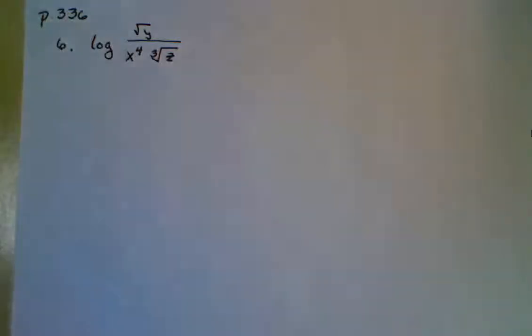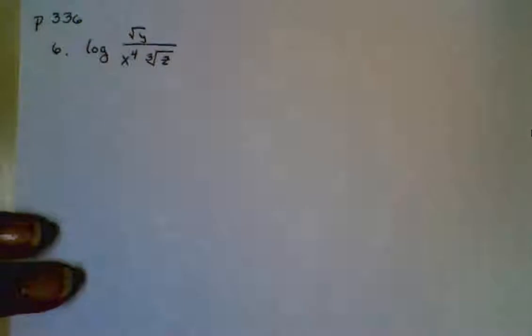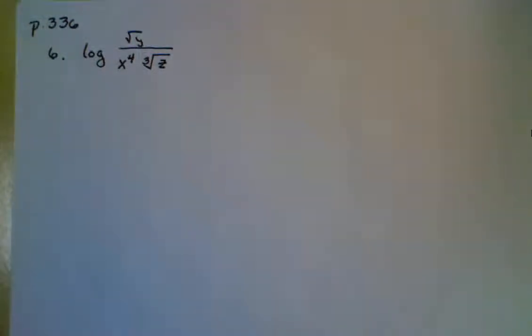This is page 336 in the 11th edition. And the first problem that I want to work is number 6. Log of square root of y divided by x to the 4th times the cube root of z. The directions say express in terms of logarithms of just plain old x or plain old y or plain old z.